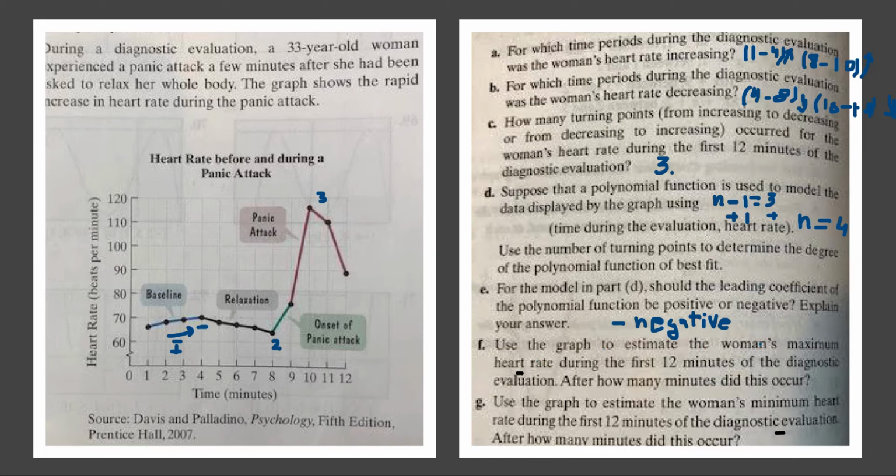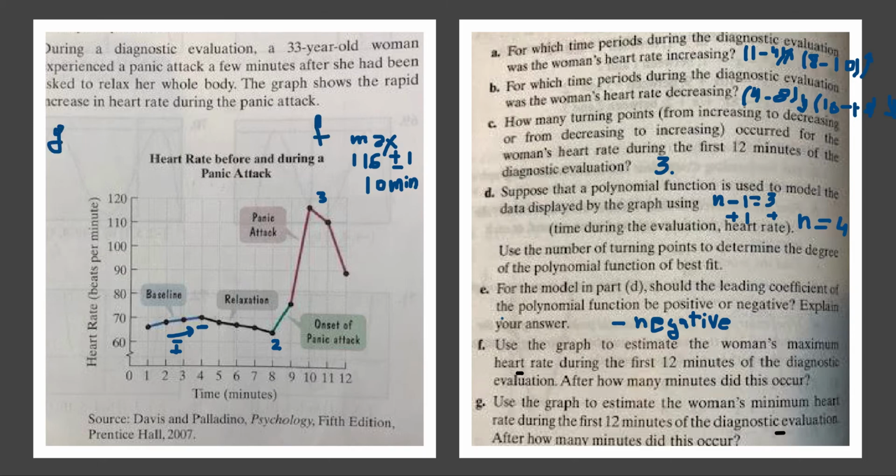And F says, use the graph to estimate the woman's maximum heart rate during the first 12 minutes of the diagnostic evaluation. After how many minutes did this occur? The maximum point we see is here, between 110 and 120, but it looks a little bit higher than 115. So it's 116, plus or minus 1, maybe we can be wrong, but it is around 116. So this is the maximum, and it happens at 10 minutes. This is F.